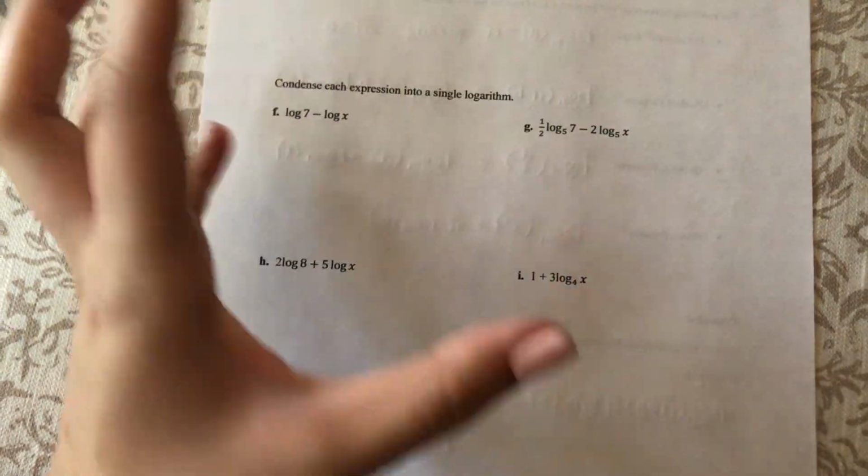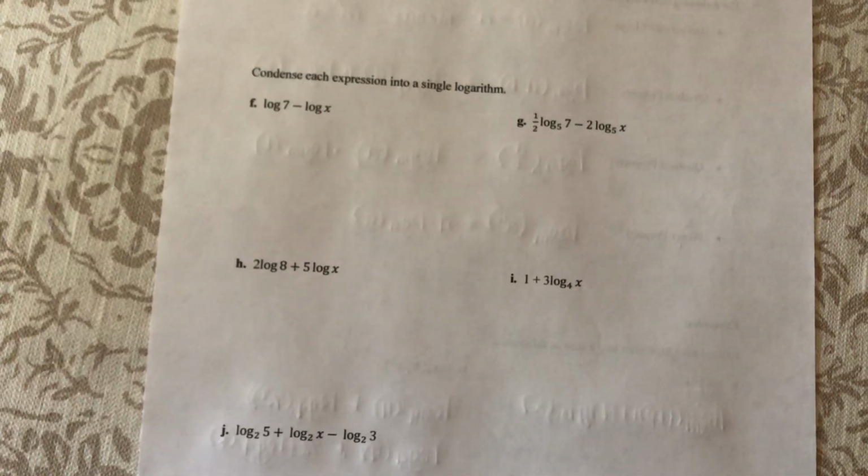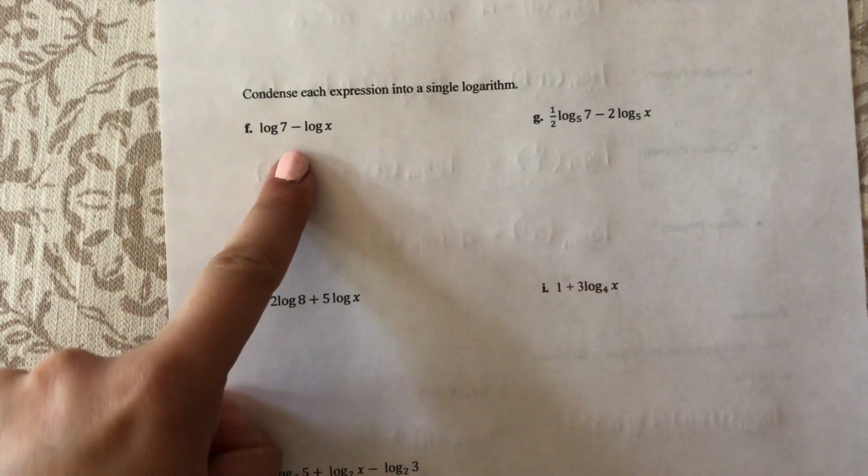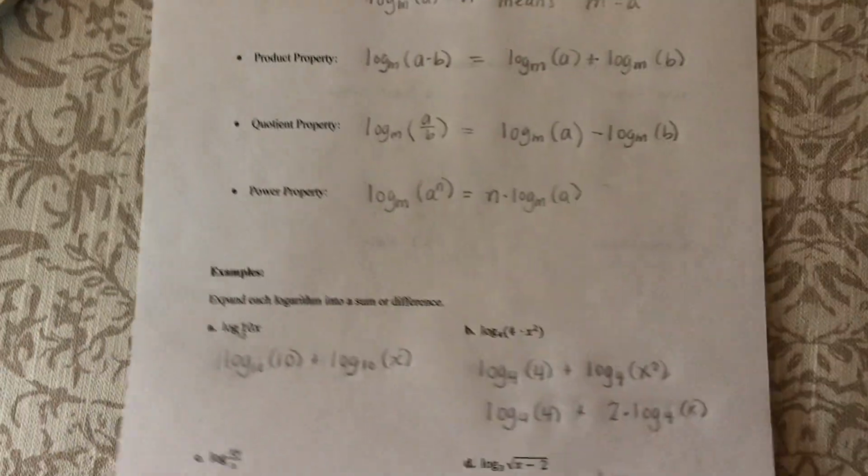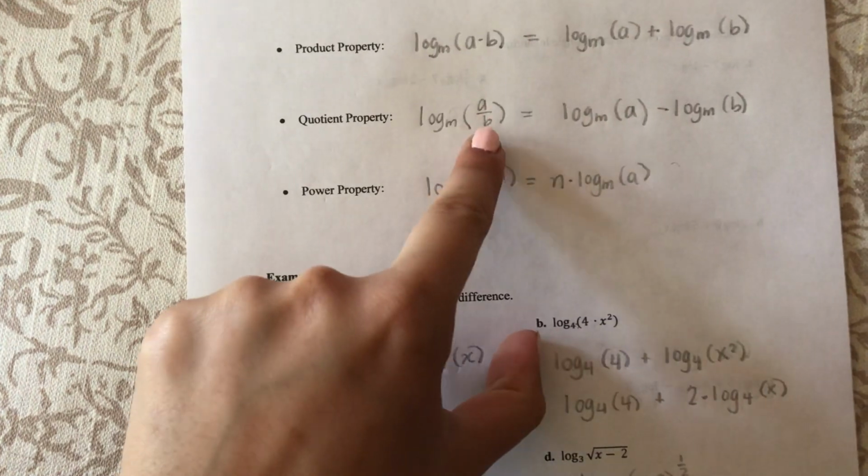The other type of example is when you condense. So you're given more than one log and you have to condense to 1. Remember, you should only end up with 1 in the end. And you're using the same 3 properties. So here I'm going to work backwards and I see subtraction. So anytime I see subtraction, I condense with division with that base.